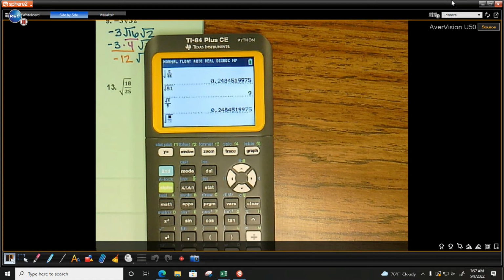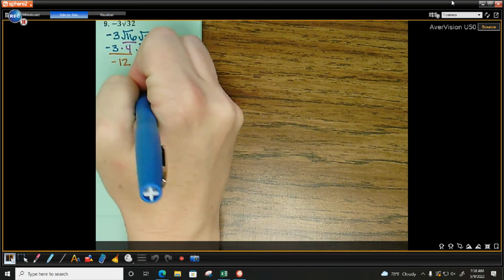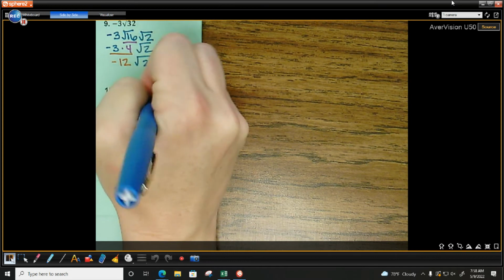Gavin, you have your calculator out and you're typing this in with me? The square root of a fraction, 18 over 25. Oh no, we get what? A decimal, okay? So, we're going to separate it. Square root of 18 over the square root of 25.